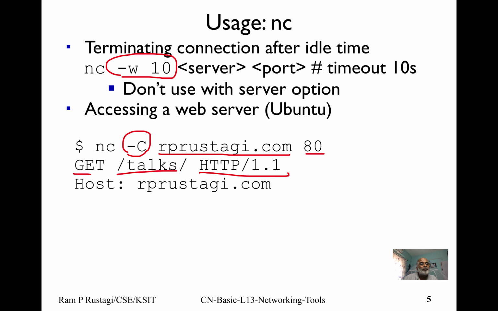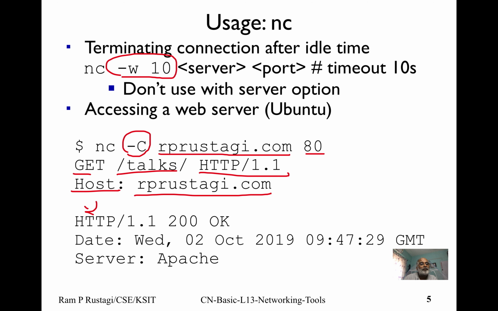Say which host you want to connect to. This is the HTTP header. We will study those when we talk about HTTP, rpurustigi.com. Let's say this is all we have to send in the request. Press one empty line, enter. So basically, after returning one empty line, you get a response, HTTP 1.1, received on 2nd October, and server Apache, and more such lines.